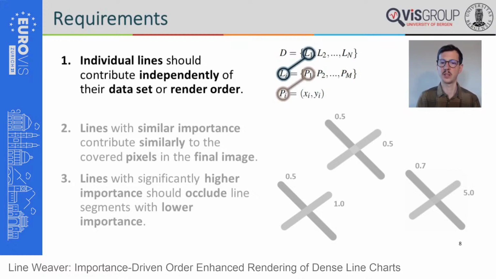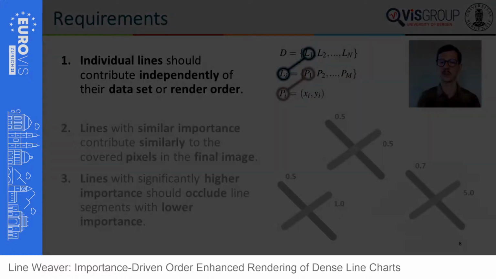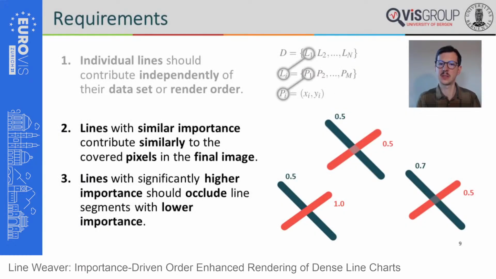We chose this formulation since it is general enough to represent common visualizations such as time series charts or parallel coordinate plots, which simply constitute different mappings between the underlying dataset and the x and y coordinates of the individual points. Second, line segments with similar importance should also contribute similarly to the pixels they cover in the final image. This means that the contributions of line segments to a pixel that they both share are averaged, and hence the order is irrelevant. Third, when the importance of line segments differs significantly, the line segment with the higher importance should occlude the line segment with the lower importance.